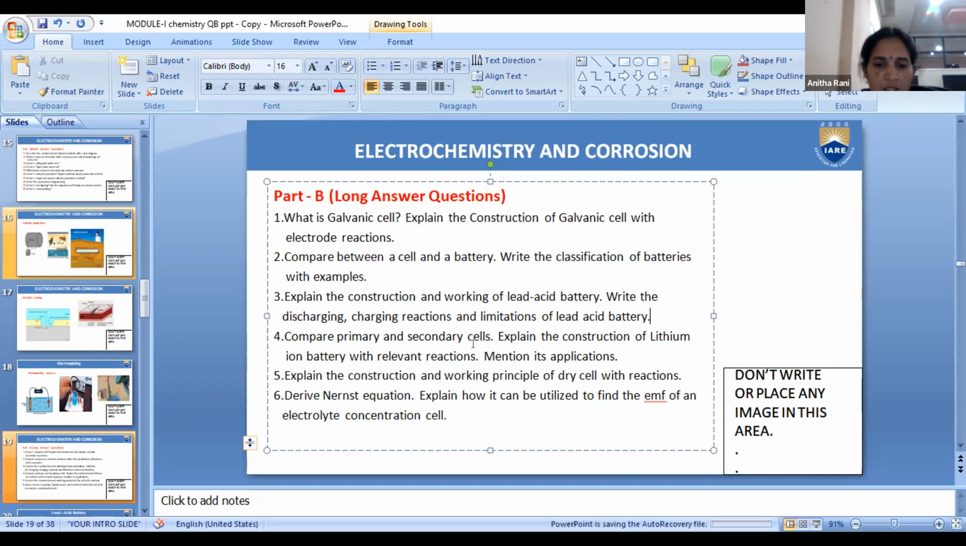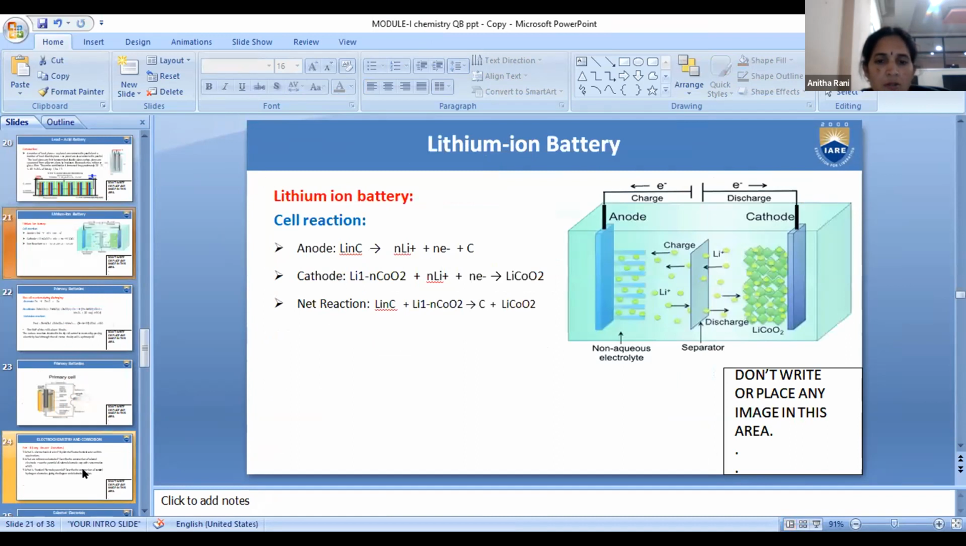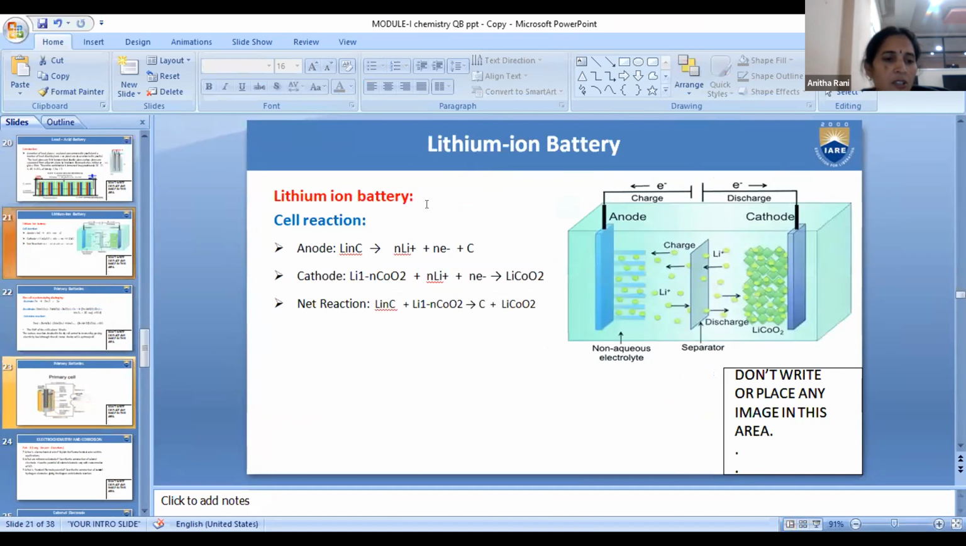Compare primary and secondary cells. Already we discussed. Explain the construction of lithium-ion battery with the relevant reactions. So you know the construction of lithium-ion battery. The diagram I have not given here, but it is there in the handwritten notes.